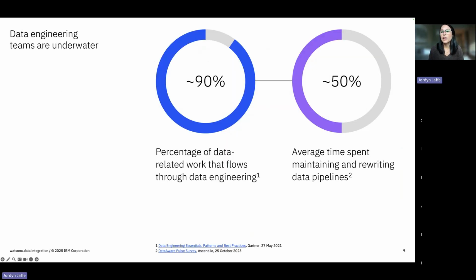And so when we speak with organizations, we often hear that they resonate with this. We hear that their engineers tend to be underwater. Just to throw a couple of stats out there, about 90% of data runs through data engineering teams, and about 50% of that 90% is time spent maintaining and rewriting pipelines for consistency. And this is really causing a data engineering problem.